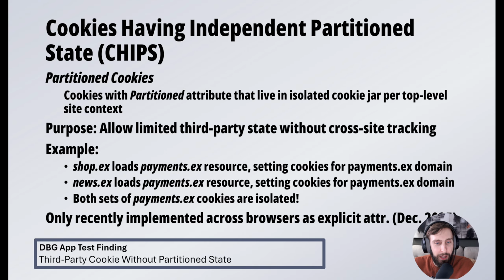I have some text for an example here, but I already walked through one, so we will skip it. And here at DBG, we do have a new finding for third-party cookies without partitioned state, but we're not robustly assessing this right now. It's too new of a mechanism, and we have to come up with a solid rule set for when it should be applied in order to best protect applications and their users.